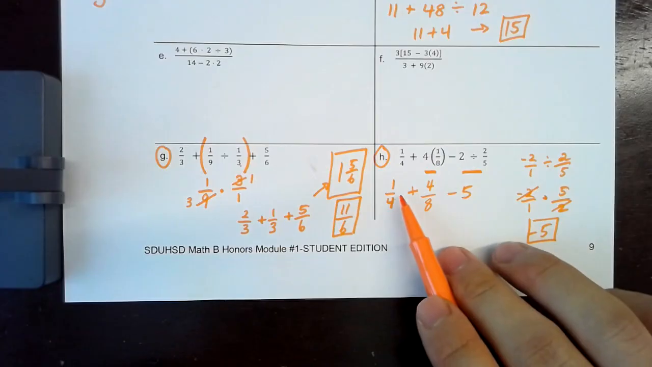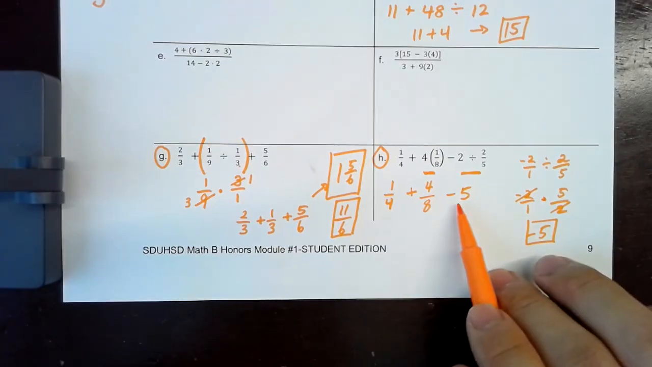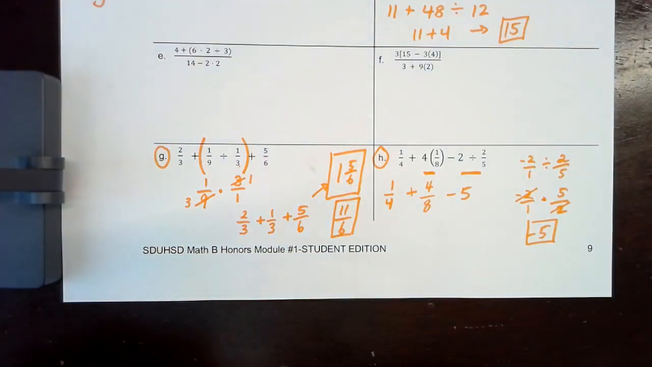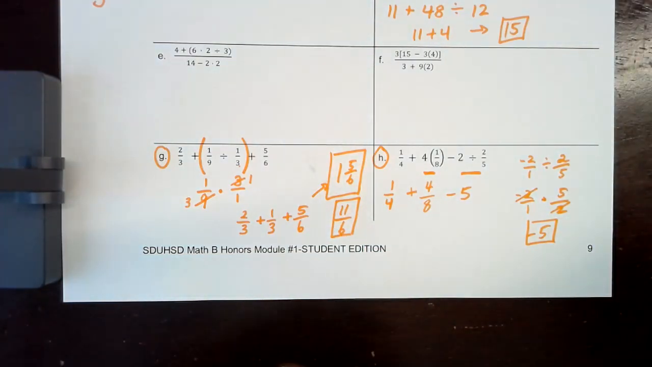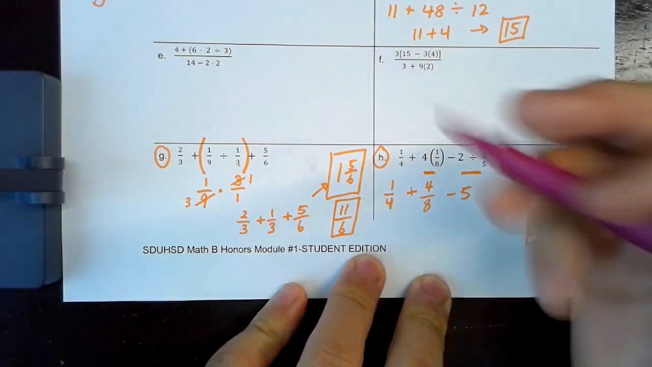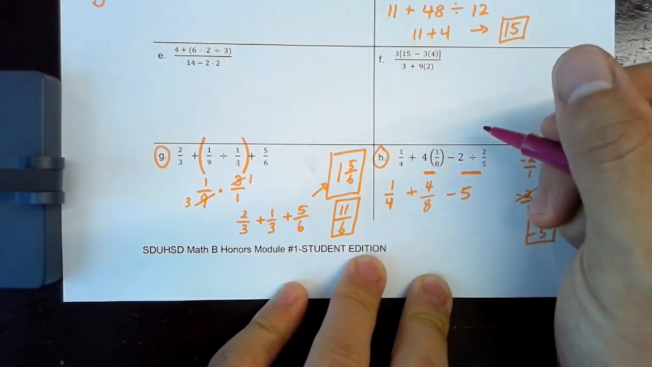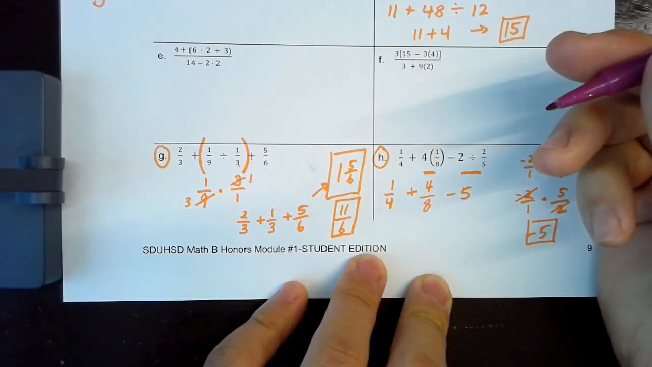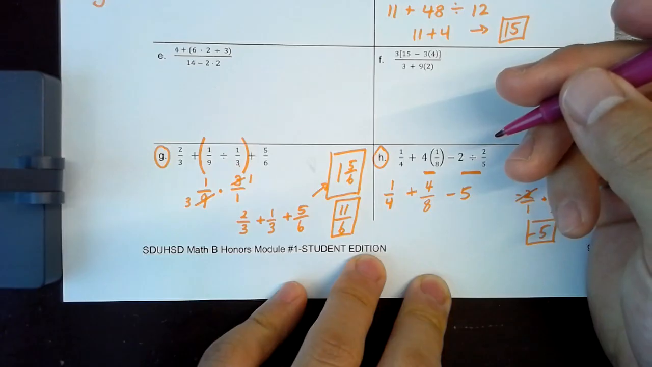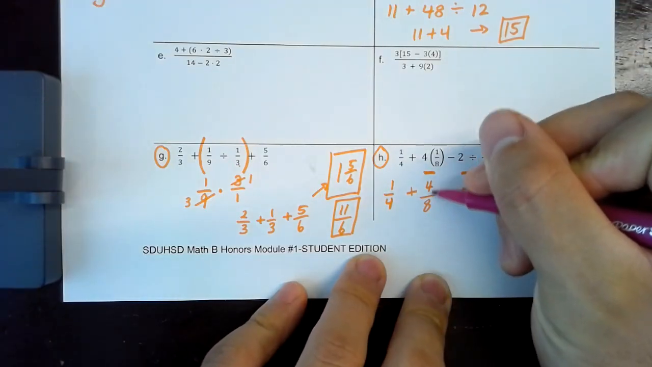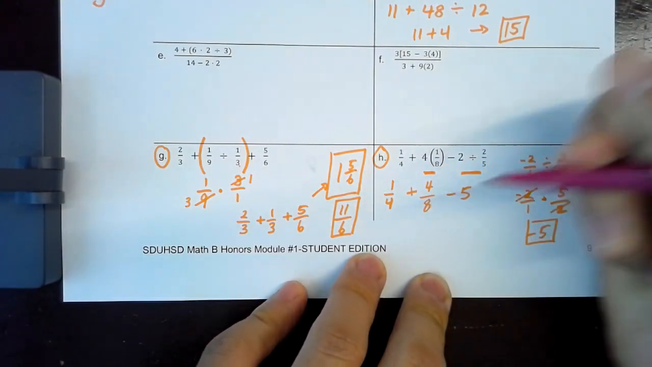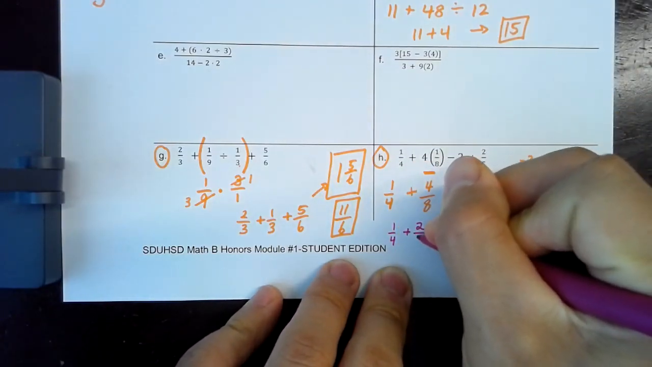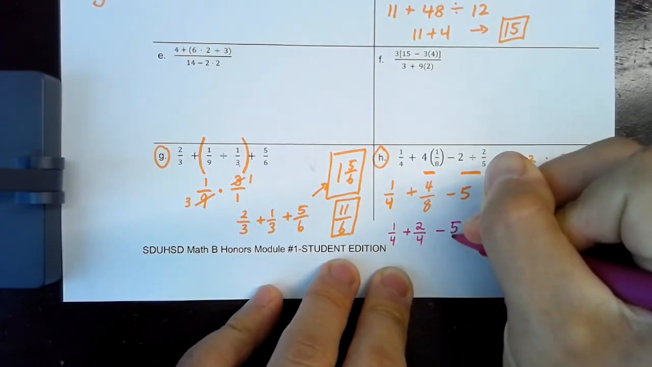Okay, so I have 1/4 plus 4/8 minus 5. I'm actually going to convert them all to the same denominator so you can see what it looks like. The common denominator here would be, well, wait a minute. Doesn't 4/8 simplify to 1/2? And couldn't I make this technically 2/4, right? Isn't 4/8 equivalent to 2/4? So I'm going to get 1/4 plus 2/4 minus 5.